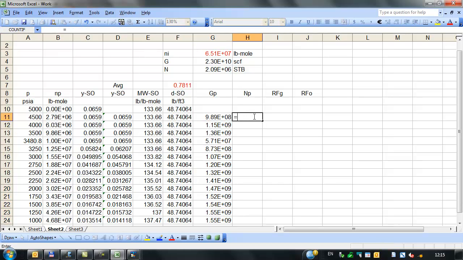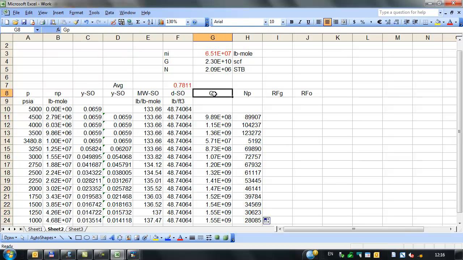Okay, and then we've got the same thing. Moles times the mole fraction that becomes surface oil times molecular weight divided by density divided by 5.6146, something like that. These are actually D, PP, D, and P, like that.